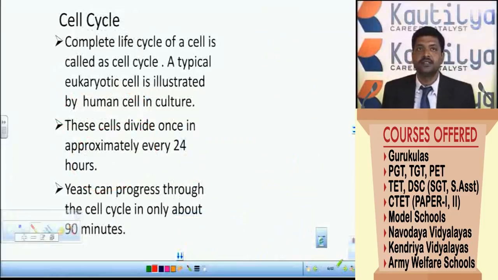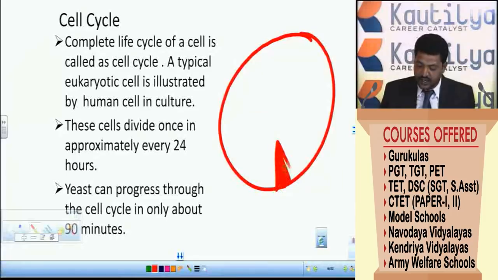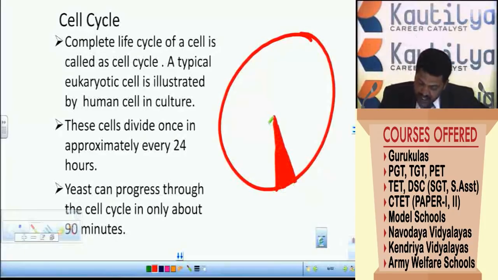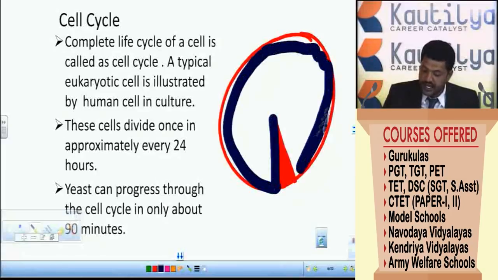Before any division, particularly mitosis and meiosis, the sequential events that happen altogether are known as the cell cycle. This is a small fraction of a 24 hour period that I have taken. After 24 hours, only 1 hour is the division phase. The rest of the phase is known as interphase.